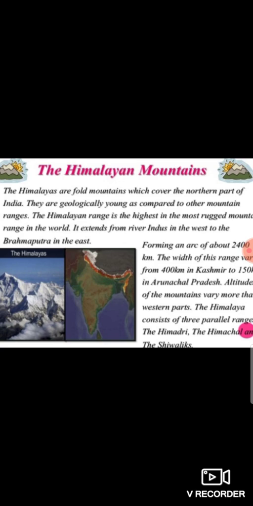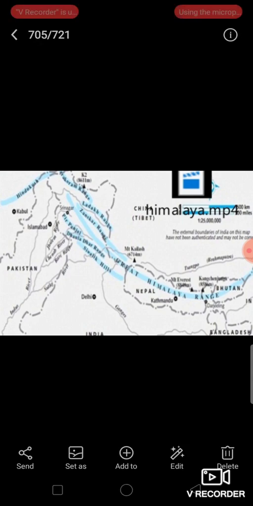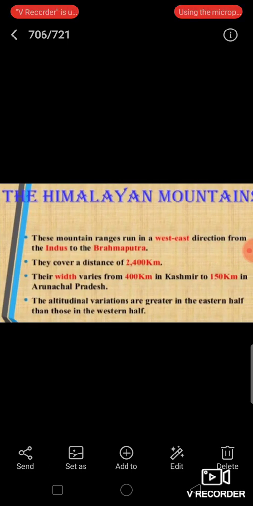They form an arc which covers a distance of about 2400 km. Their width varies from 400 km in Kashmir to 150 km in Arunachal Pradesh. The altitudinal variations are greater in the eastern half than in the western half. The Himalayas consist of three parallel ranges in their longitudinal extent.